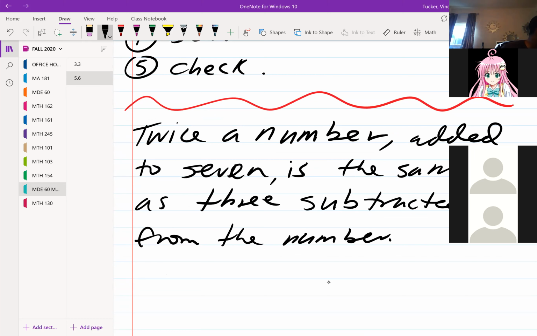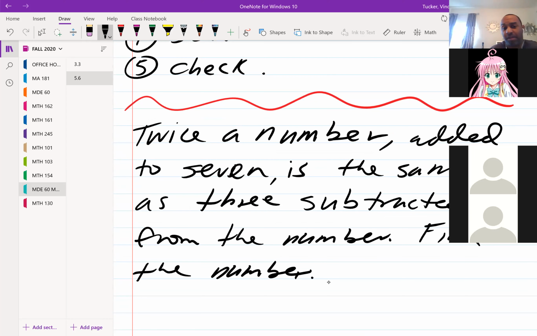All right, so we have, didn't write the other part, find the number. So we have twice the number added to 7 is the same as 3 subtracted from the number. Find the number.